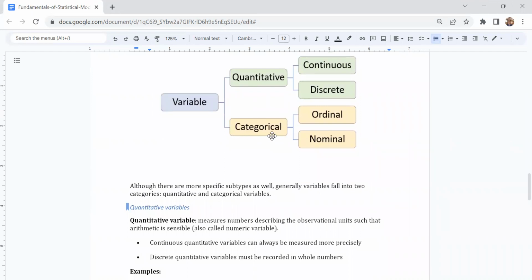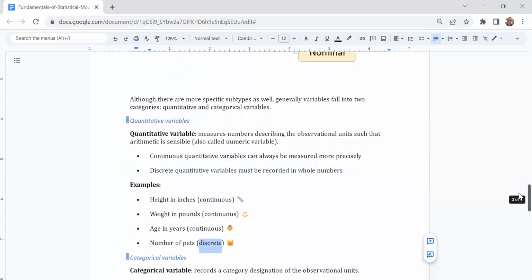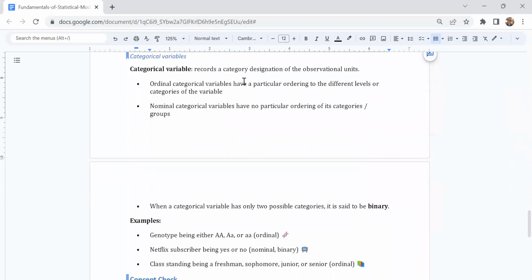We also have categorical variables. And the two main subtypes of categorical variables are ordinal and nominal categorical variables. So categorical variables are not sensible to use in arithmetic operations. So they're things like your favorite color being red, blue, green, or yellow. The favorite color is a category. It's a categorical variable. Within categorical variables, we have these ordinal variables in which the categories have a logical or set ordering to them. And then we have nominal categorical variables, which have no particular ordering to the categories.